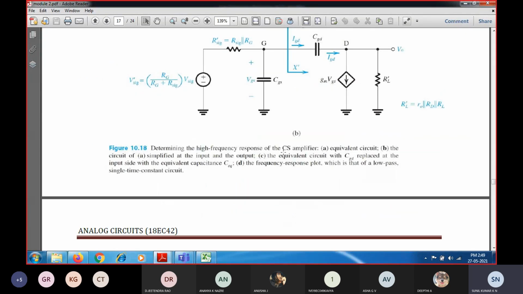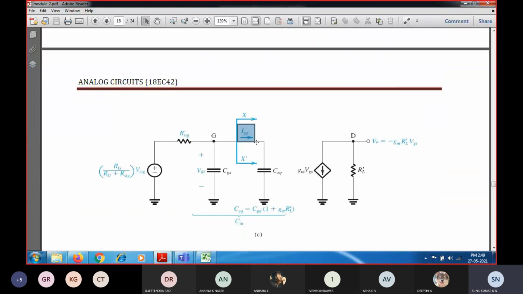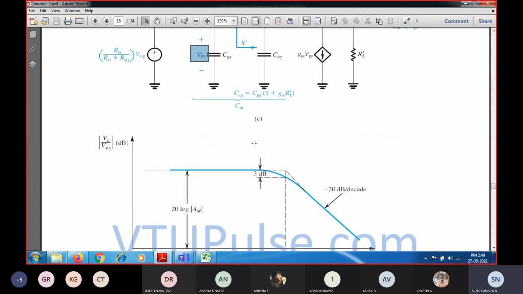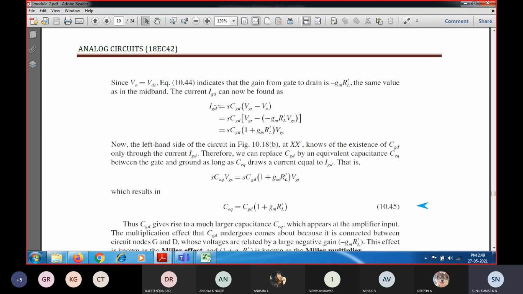That is previously whatever the gate to drain capacitance was there, for which whatever the current is flowing, so that current we need to equate to the value of this equivalent capacitance which is having the voltage drop of VGS. So by doing that we are going to find out the value. So first we are going to find out what is the output voltage, and then we are going to find out the current that is flowing.